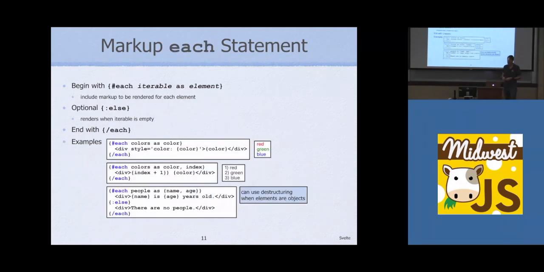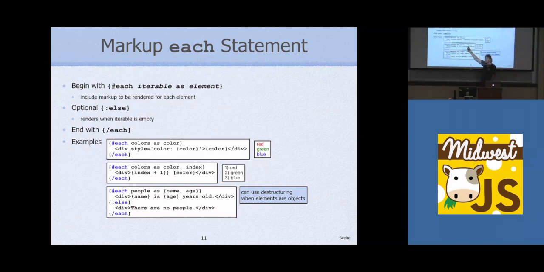For iterating through a collection, we saw one example of this, but here's just a bit more detail. I can use this for iterating through any kind of iterable, an array being the most common example of that. I can also have an else that tells me what to render if there's nothing in the collection. So that's interesting. And then I end it with slash each. So here, I've got a collection of colors. I want to iterate through them, and I want to refer to each one as the name color. And here I'm using that for my style attribute and also outputting its name. And so I'll get output like this.